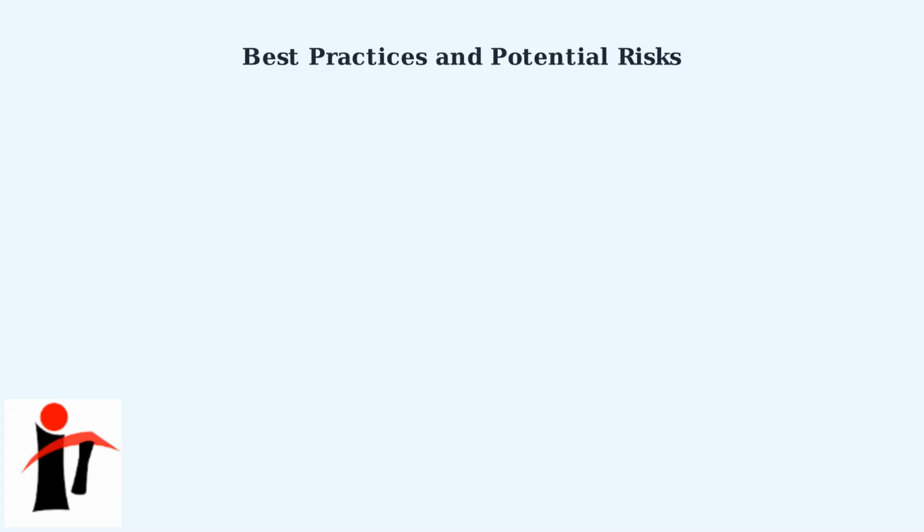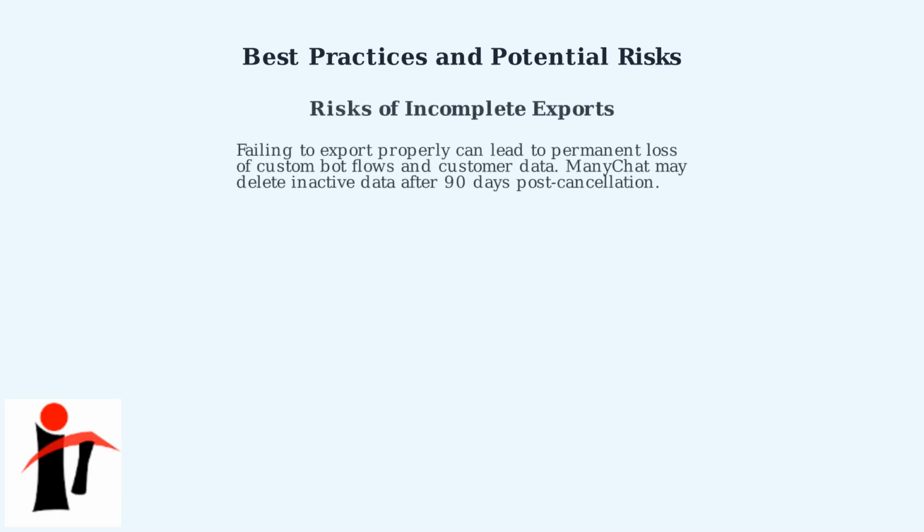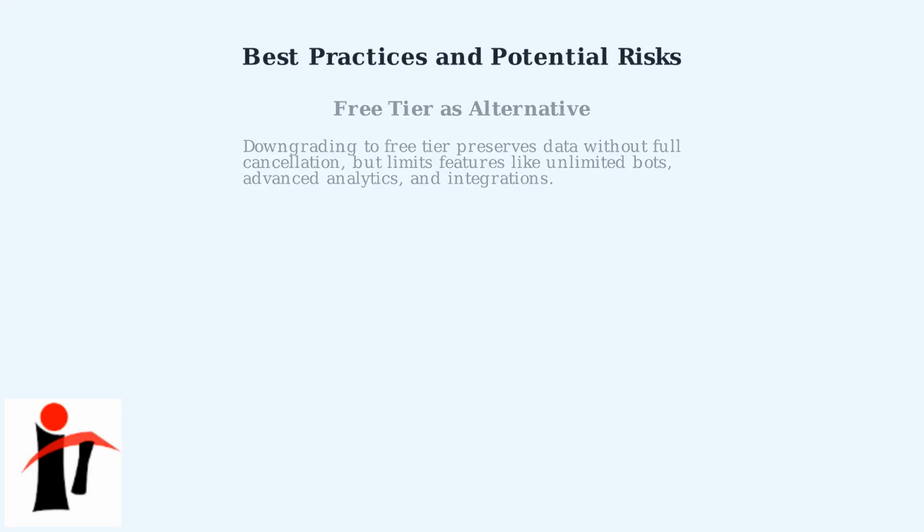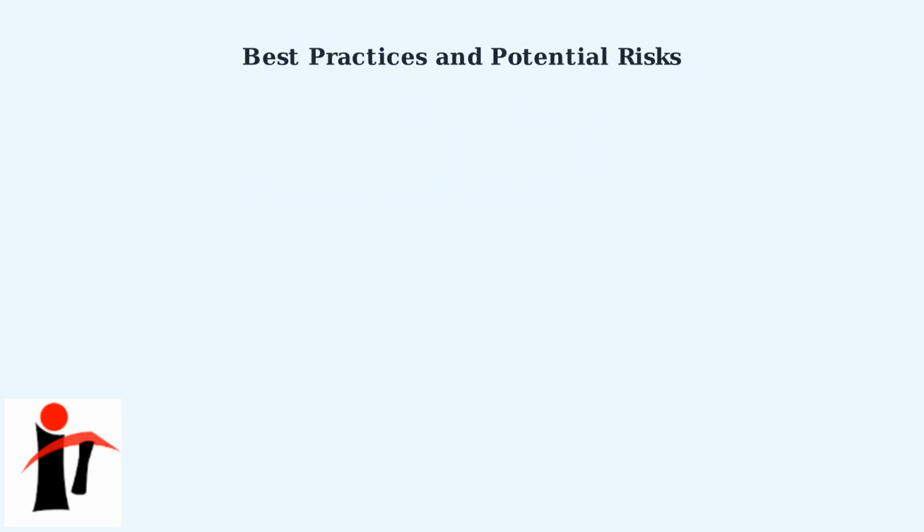ManyChat stores data on AWS servers, but you retain ownership under Meta's terms. Incomplete exports can lead to data loss, including permanent loss of custom bot flows and customer interactions. ManyChat may delete inactive data after 90 days if not exported. Consider downgrading to the free tier instead of canceling. This preserves your data without full cancellation, but limits Pro features like unlimited bots and advanced analytics.